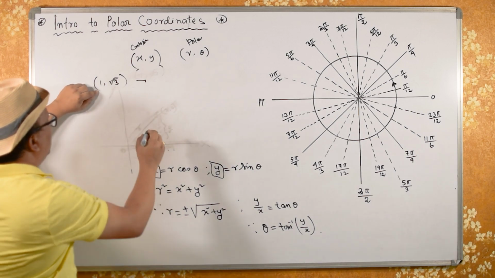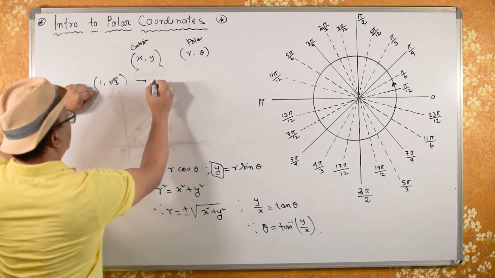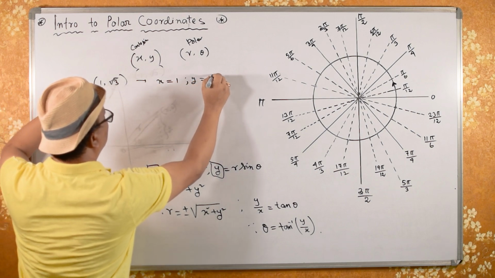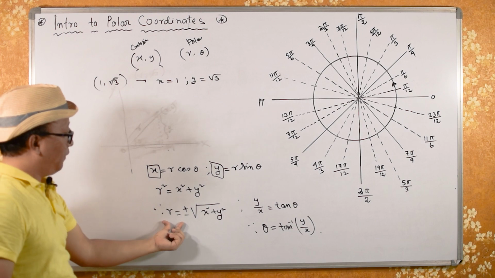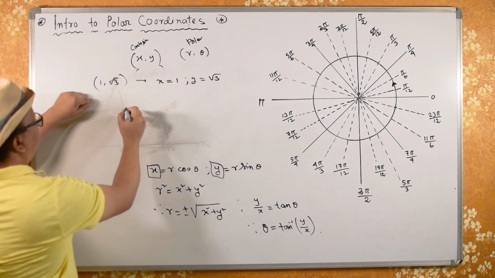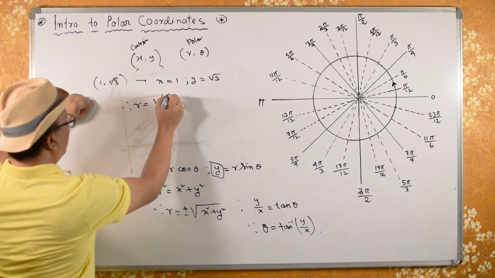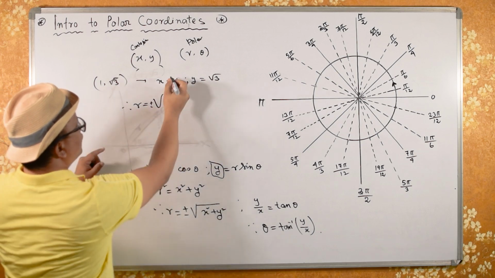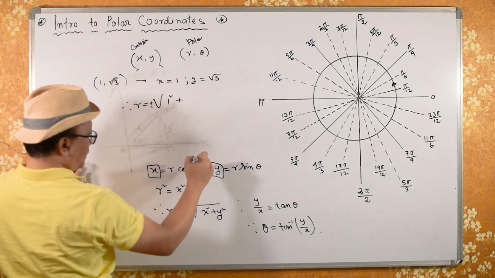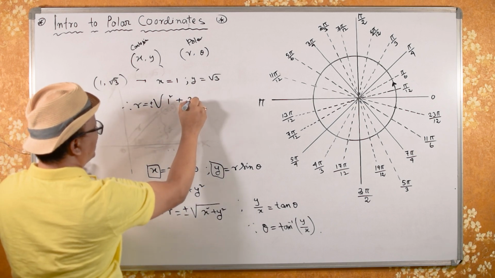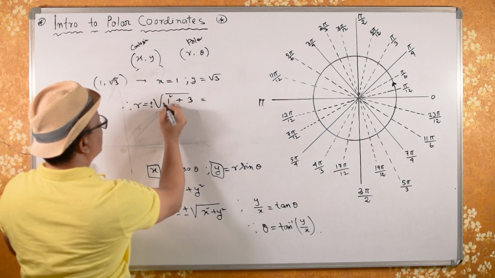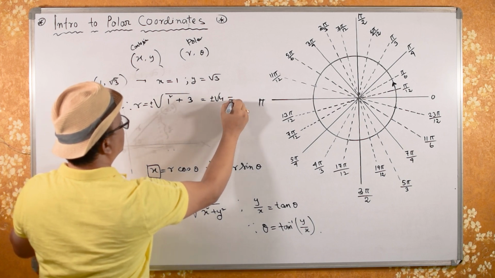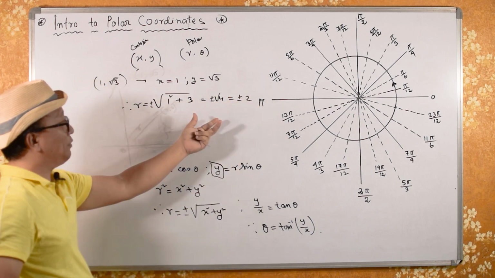Now here, what is x? Here x equals 1. Here y equals root 3. Therefore r equals square root of 1 squared plus root 3 squared, that is 3. 3 plus 1 is 4, and the square root of 4 is plus or minus 2. R is equal to plus or minus 2.